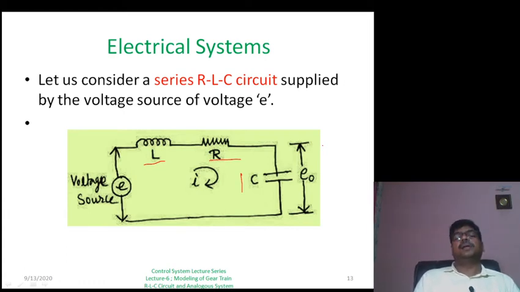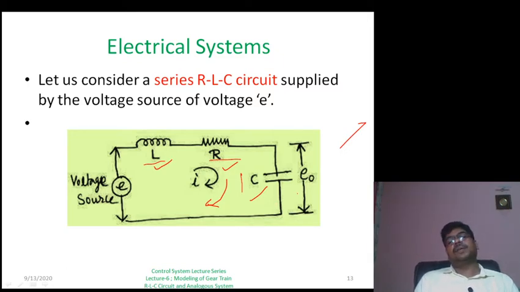Now moving to the electrical system. So here consider a series RLC circuit. In this circuit you can see that resistance R, inductance L, capacitance C, all these are connected in series, and let us apply a voltage E, and this will cause the current I, and the voltage across the capacitor, say E naught, will appear.